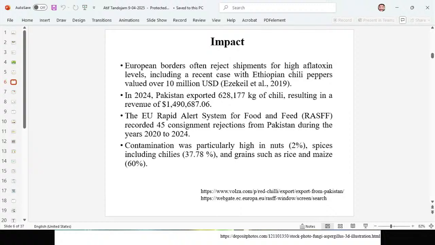So this is the impact. As there is a saying, health is wealth. This aflatoxin, unfortunately, is responsible for reducing both these things. It affects health, and also wealth, because your consignments are compromised. If you send your consignments outside, they are rejected due to the presence of aflatoxin beyond a certain limit.